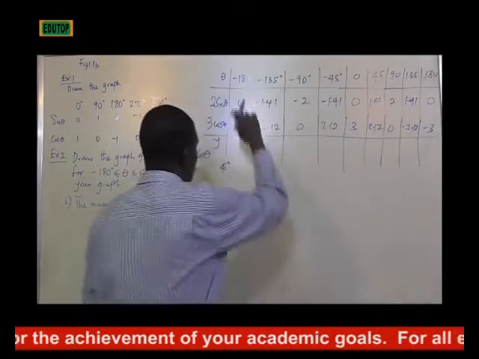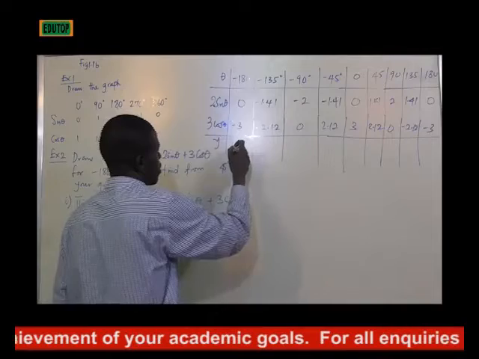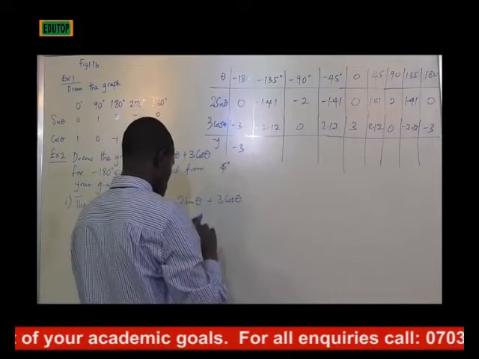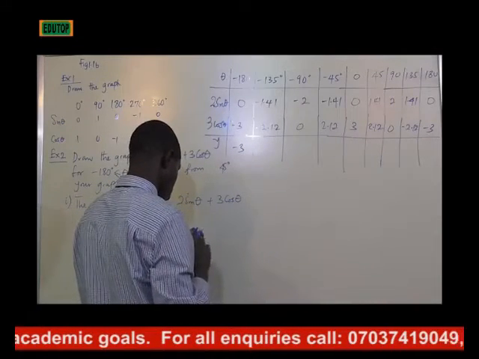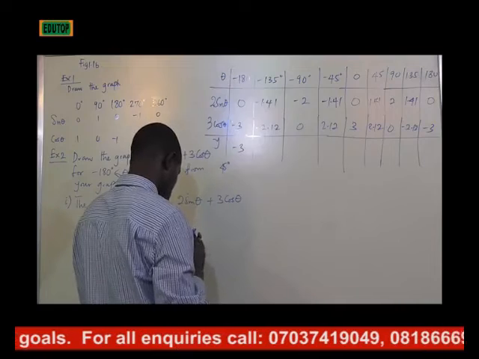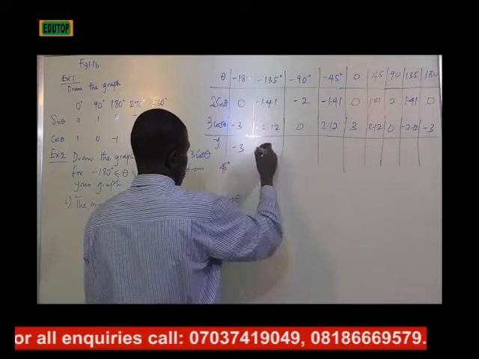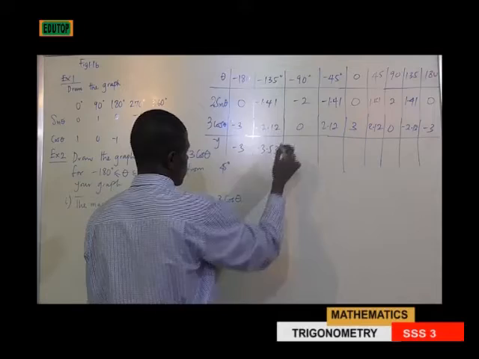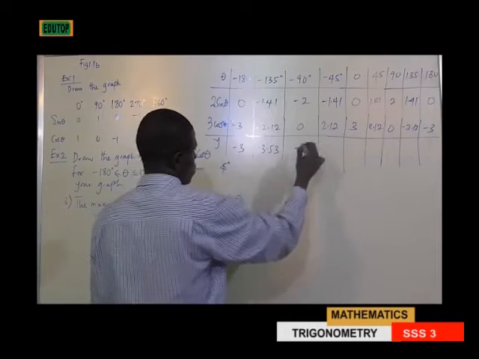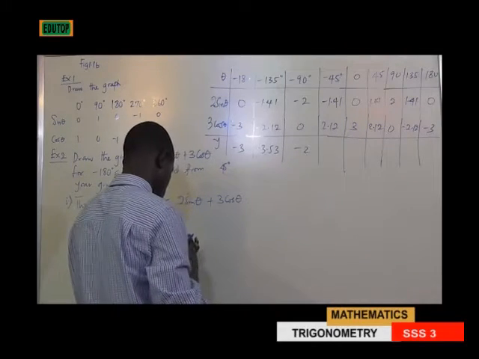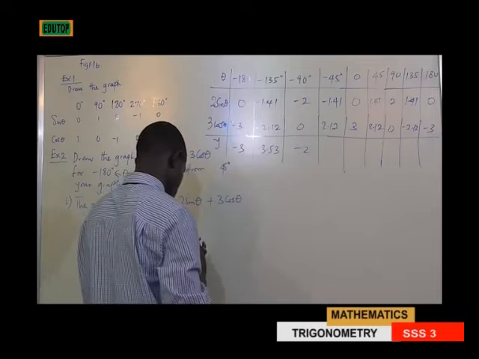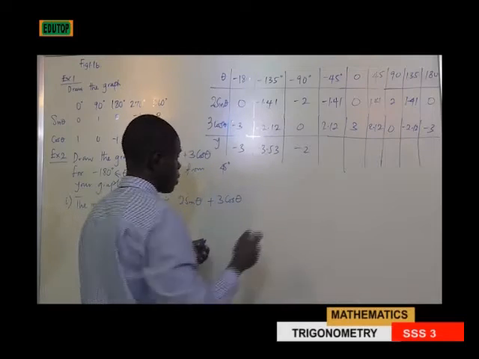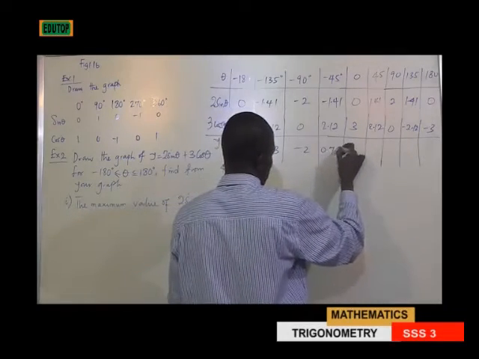So our y would now be the overall. This plus this, that's minus 3. This would be 1.41. 3.12. That's minus 3.53. So it will be minus 2. This one will be 2.12 minus 1.41, 0.71.